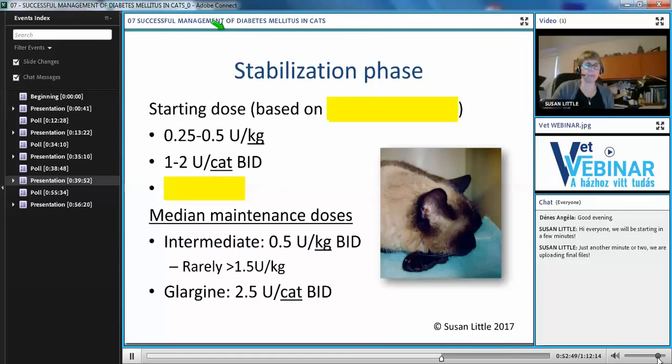So just to give you an idea again what median maintenance doses are for those intermediate insulins, like Caninsulin, for example, most cats are going to be managed on about 1/2 unit per kilo BID. For insulins like Lantus or Glargine, 2.5 units per cat. So total 2.5 units per cat would be a pretty common dose. So again, in general, cats should take small insulin doses to stabilize.